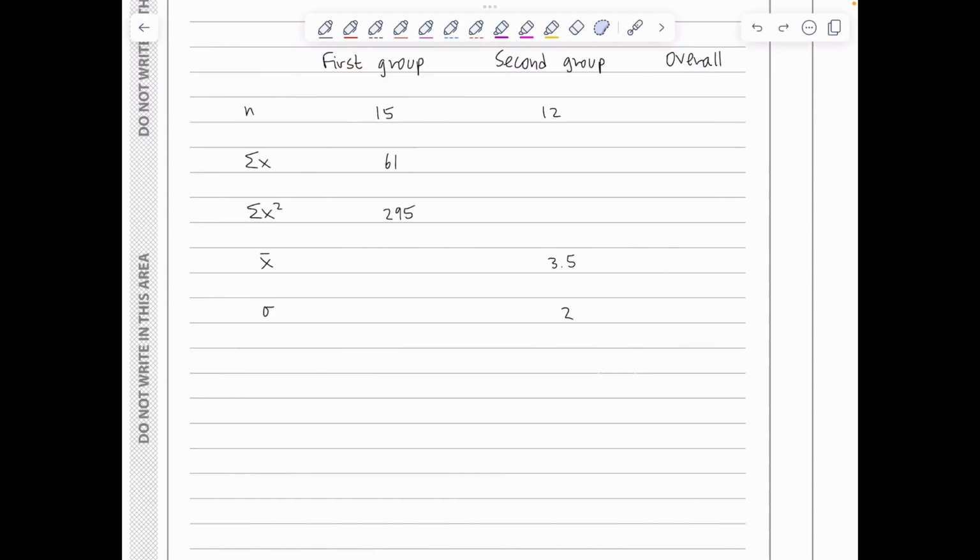So let's start by reminding ourselves that x bar is sigma x over n and sigma squared is sigma x squared over n minus sigma x over n all squared. We have that the mean for the second group was 3.5 and the n was 12, so 3.5 is sigma x over 12. I will cross multiply to get that 42 is the sigma x.